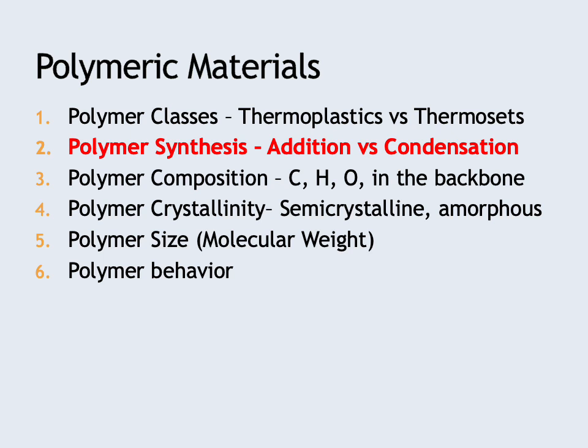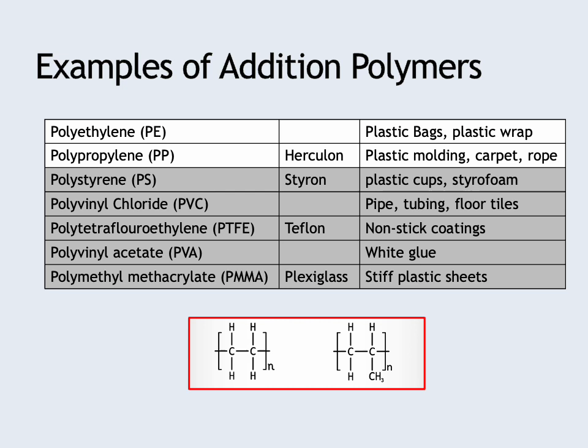Okay. So next, the next thing I want to talk about are the two ways that polymers are synthesized. The first of those is a process called addition polymerization. In addition polymerization, individual molecules, say of ethane, bind up and add on to the ends of chains. So a chain grows by individual units adding onto the end, hence the name addition polymerization.